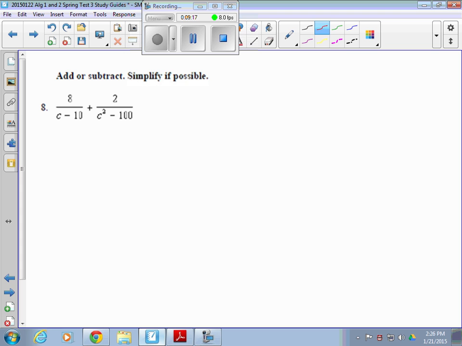Number 8, we're adding or subtracting. We're simplifying if possible. In order to add or subtract fractions, the bottom number, the denominator, has to be the same. So what you want to do is make sure everything's factored. 8 over c minus 10, we can't do anything with that, plus 2 over. Now you have the difference of two perfect squares. You can take the square root of c squared and get c, and the square root of 100 and get 10. Remember, the difference of two perfect squares means it's going to be c plus 10 and c minus 10.